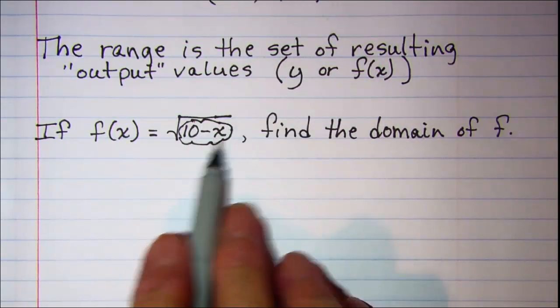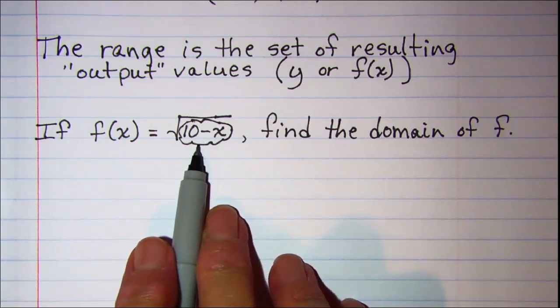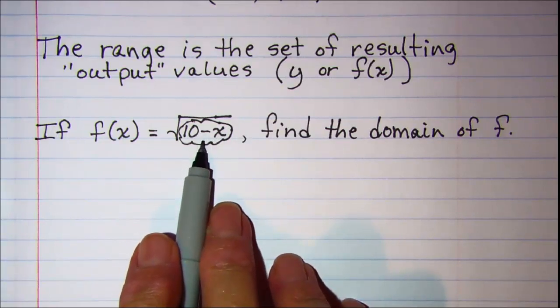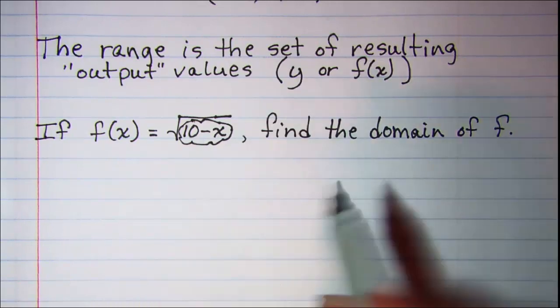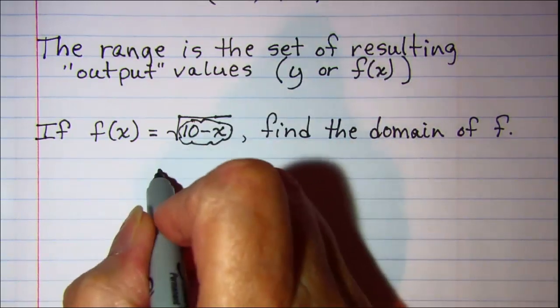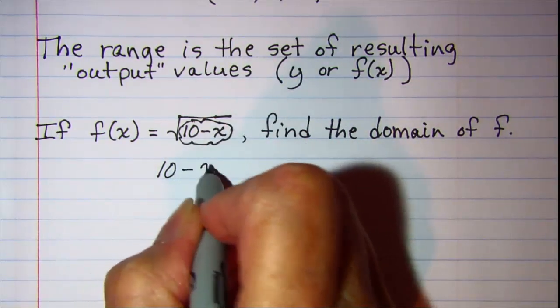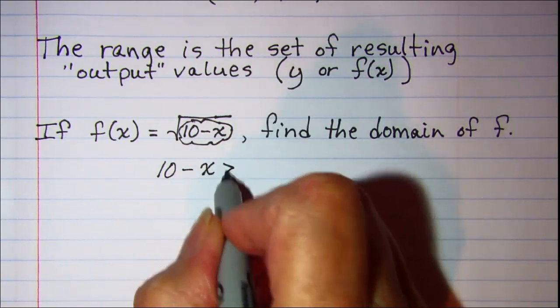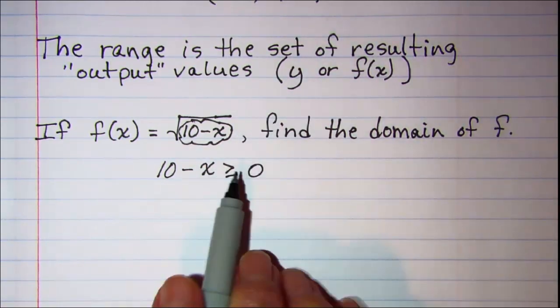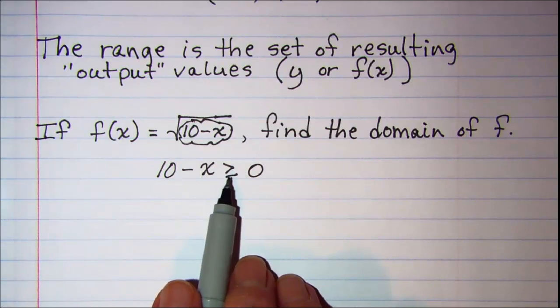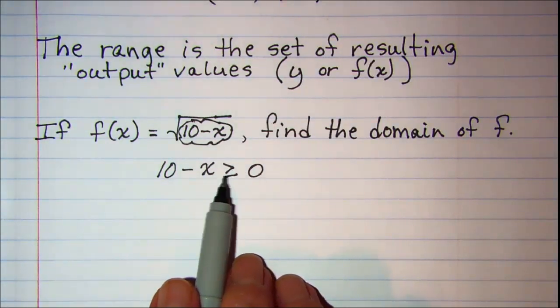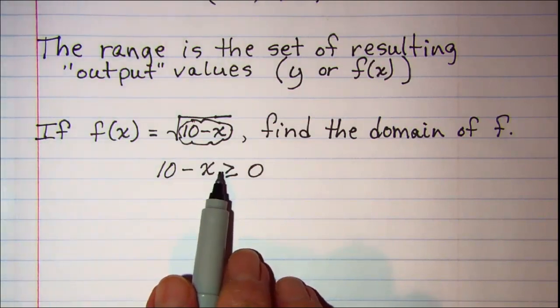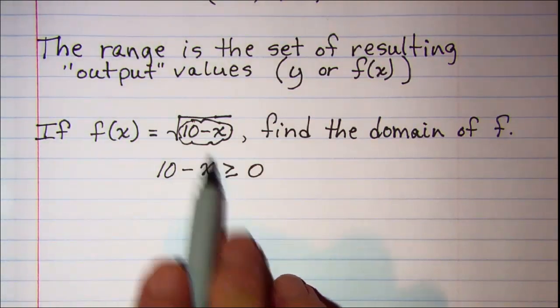the radicand of this radical has to be equal to 0 or positive. So we'll make that statement. 10 minus x must be greater than or equal to 0. Now don't forget, it is allowed to be 0. You can do the square root of 0, and that's 0. Okay, it's just that we cannot have a negative under there.